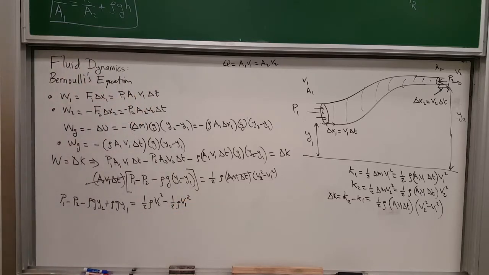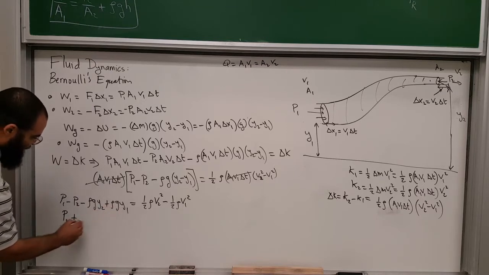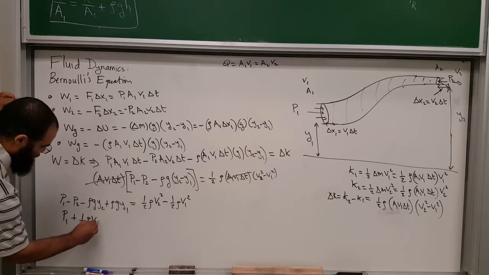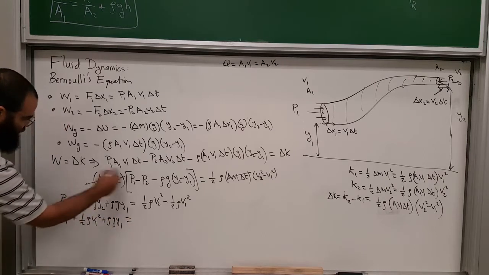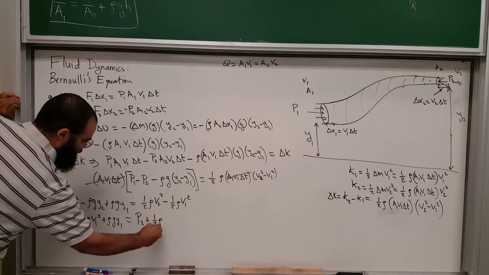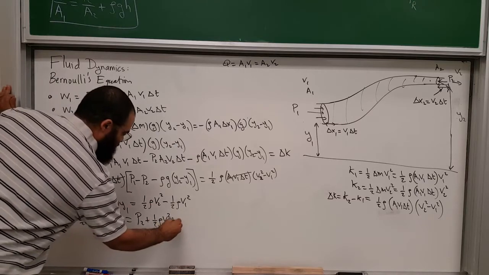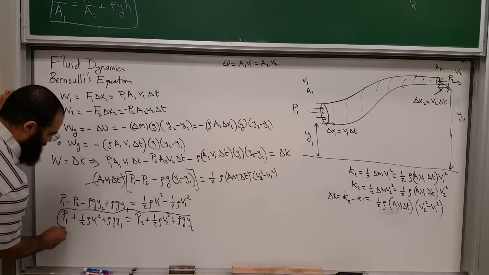So now everything that has a 1 I will put on one side and everything that has a 2 I'll put on the other side. So I have P1 plus 1/2 rho V1 squared plus rho g y1 will equal, moving the pressure there, P2 plus 1/2 rho V2 squared and then plus rho g y2. That's called Bernoulli's equation. All right, it's kind of a mouthful.